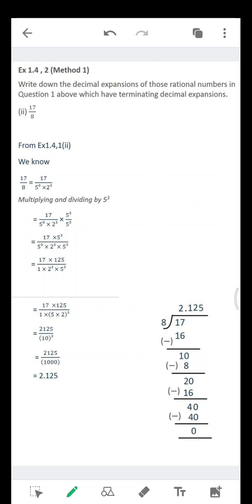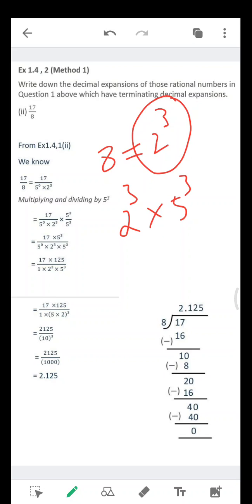We saw even the second one was terminating, 17 by 8, because we were able to write 8 as 2 cube. So this was also a terminating decimal expansion. So how many 2's do we have here? We have 2 three times. We don't have 5 here, 5 power 0. So I'll multiply by those many 5's. So 2 cube I'll multiply by 5 cube and divide by 5 cube, because I can't only multiply it. So this becomes (2 into 5) whole cube. Also we should multiply the numerator, so 17 into 5 cube, that is 17 into 125, so the numerator changes to 2125, and the denominator becomes (2 into 5) whole cube, that is 10 cube.